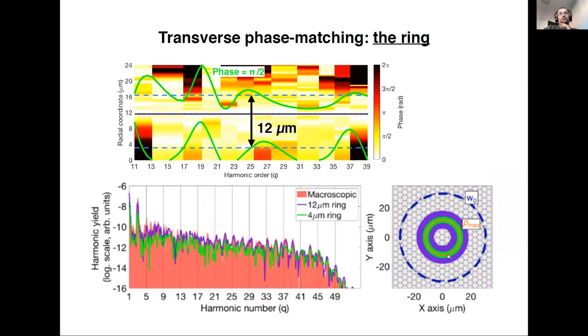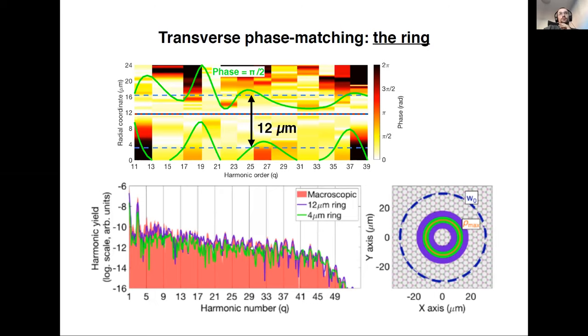Four microns correspond to the green ring and 12 microns correspond to the purple one, both centered in the optimal radius. Both analyses determine that the width of the ring is about 12 microns. We can see in this second picture that the 4 microns ring is not enough to get the total emission. But with the 12 microns ring, we recover the full high order harmonic spectrum, the macroscopic one that we have in the background.